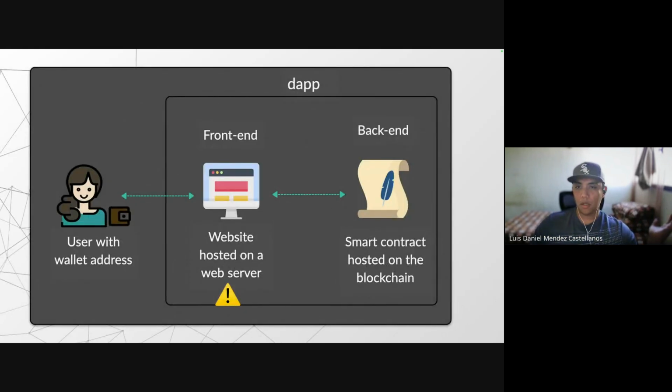Now, we have a diagram with the example of a usual app deployed on Web3. It's a hybrid app. As you can see, here we have the user with their wallet address. We have the front end that is hosted on a web server, and we have the backend that is hosted on blockchain. But the principal problem is that the front end is hosted on a web server.